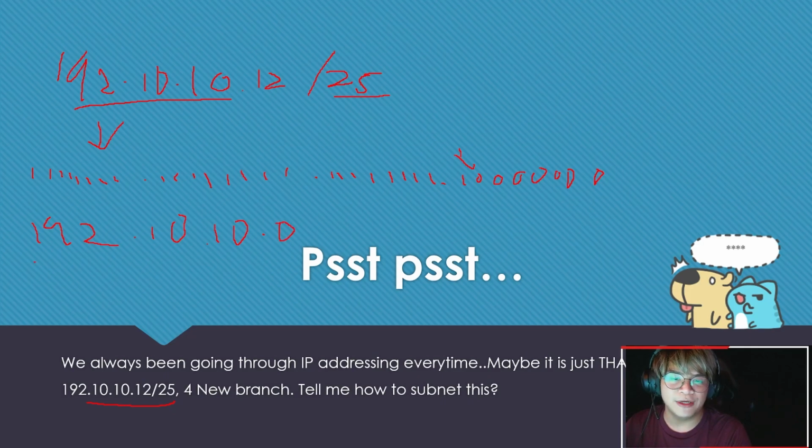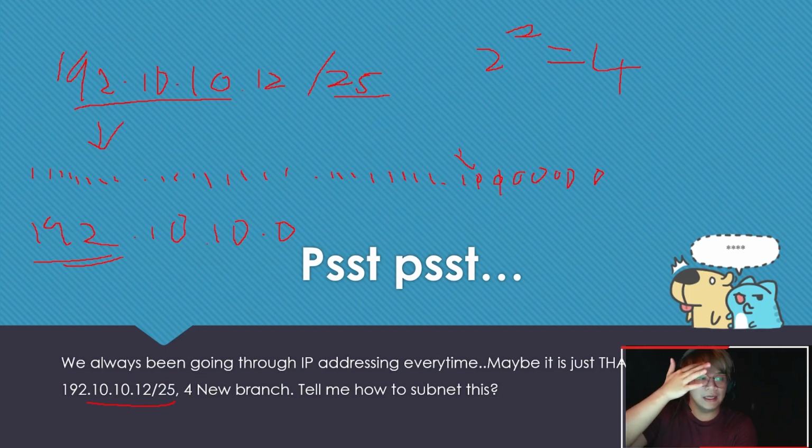192.10.10.0 as your network address. You need to find this first before you try to do the subnetting. You need 4 new branches. So 2 power of 2 equal to 4. Meaning you need to borrow 2 subnet bits over here. You borrow 2. So the /25 will become /27.